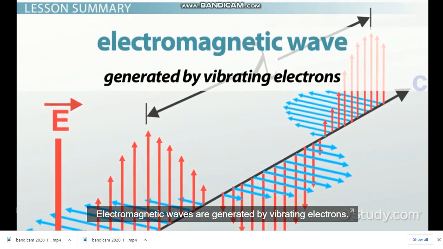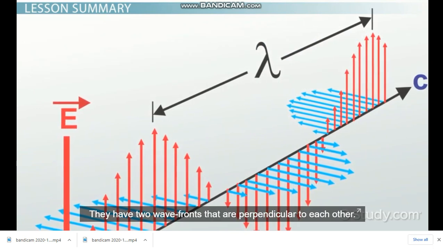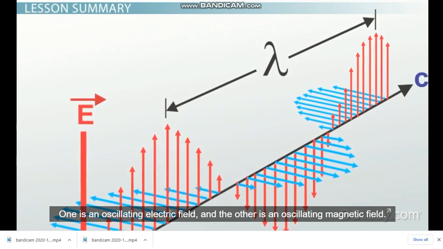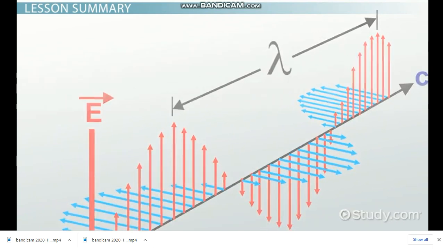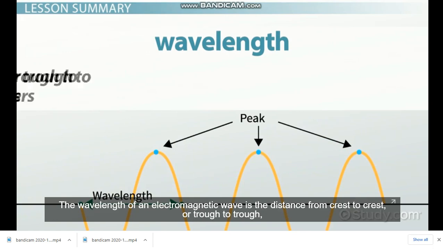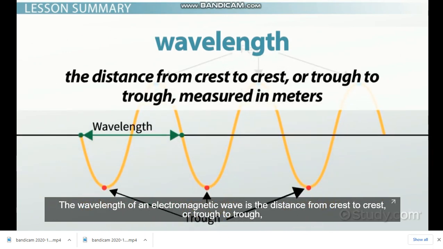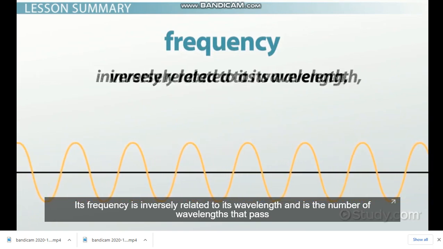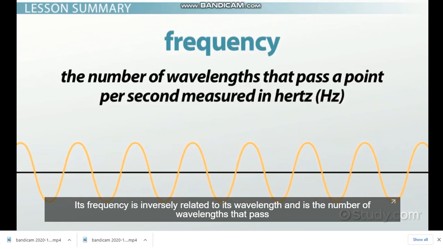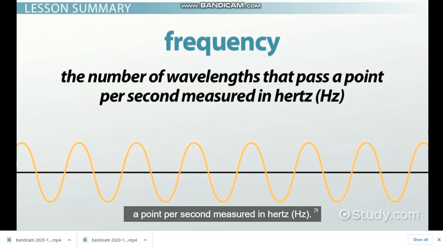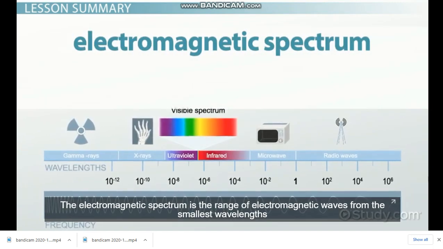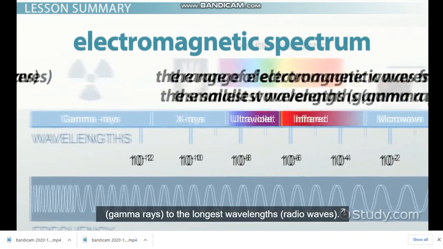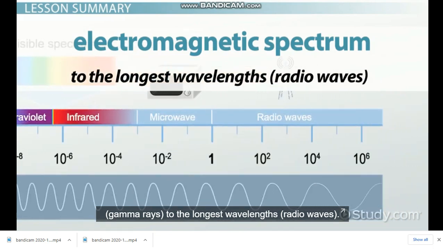Electromagnetic waves are generated by vibrating electrons. They have two wave fronts that are perpendicular to each other. One is an oscillating electric field, and the other is an oscillating magnetic field. The wavelength of an electromagnetic wave is the distance from crest to crest, or trough to trough, measured in meters. Its frequency is inversely related to its wavelength, and is the number of wavelengths that pass a point per second measured in Hertz, Hz. The electromagnetic spectrum is the range of electromagnetic waves from the smallest wavelengths, gamma rays, to the longest wavelengths, radio waves.